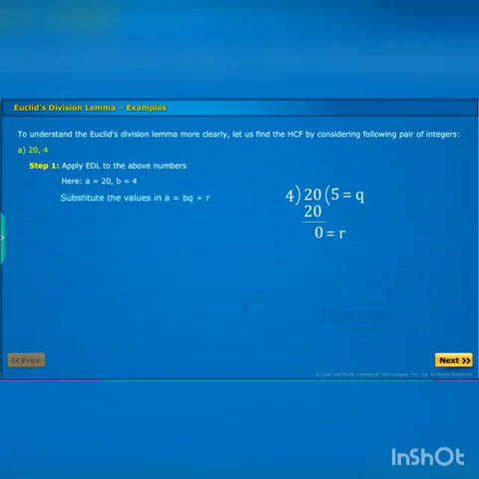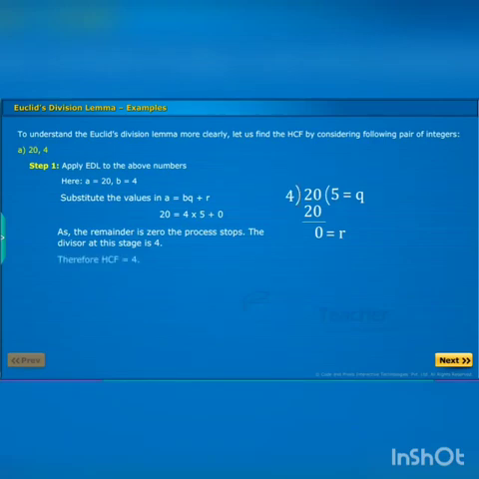Substitute the values in a = bq + r. So when 20 is divided by 4, we obtain quotient q as 5 and remainder r equal to 0. Substituting the obtained values of q and r in the above expression, we obtain both LHS and RHS equal. That is, 20 = 4 × 5 + 0. As the remainder is 0, the process stops. The divisor at this stage is 4. Therefore, HCF is equal to 4.